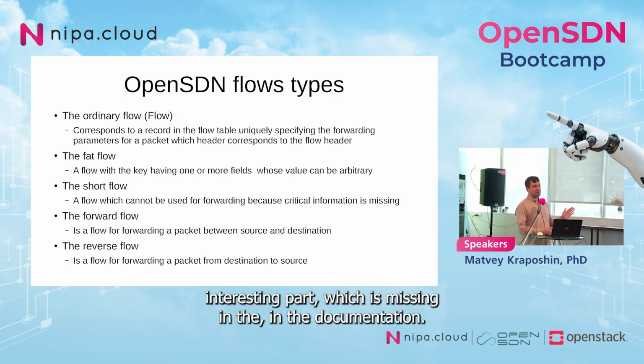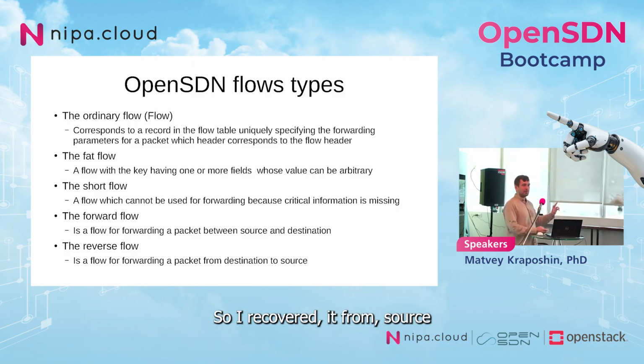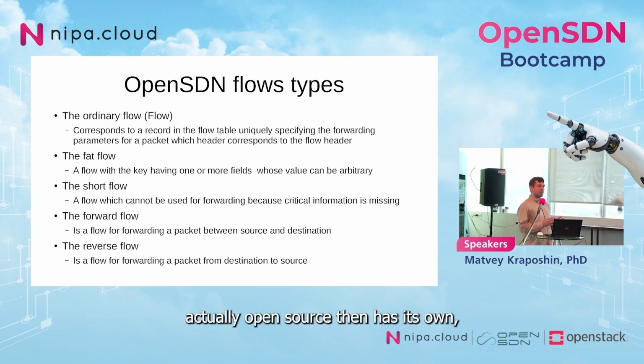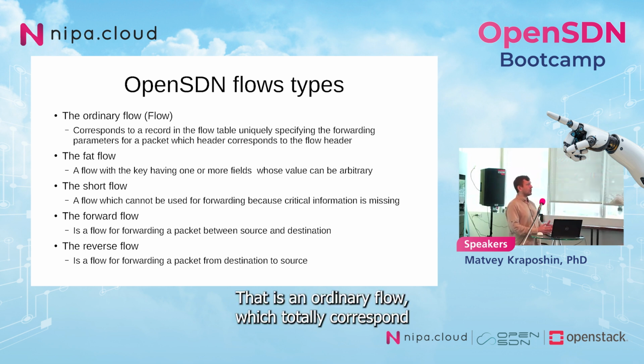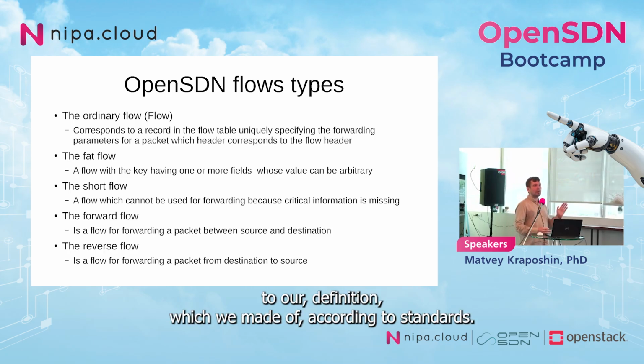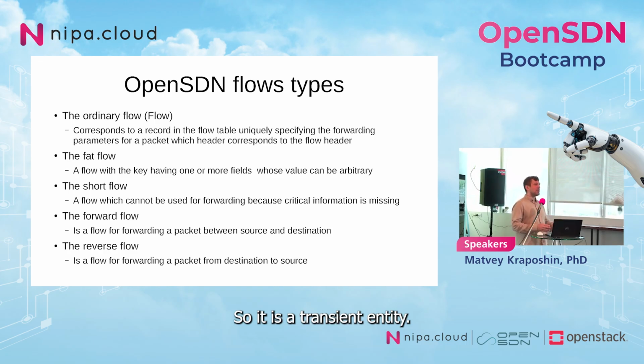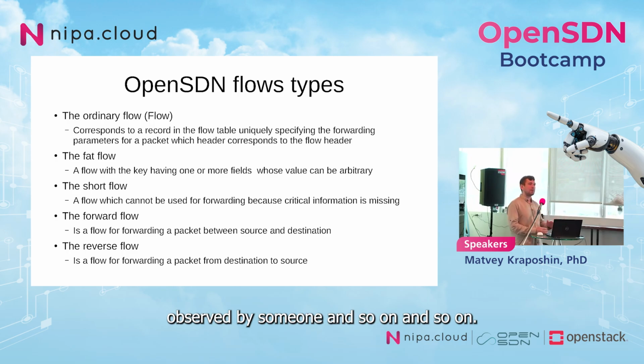And here is the most interesting part, which is missing in their documentation. I recovered it from source code, from pieces of notes from different developers. Actually, OpenSDN has its own classification of flows. There is an ordinary flow, which totally corresponds to our definition, which we made according to standards. So it is a transient entity from source to destination, observed by someone, and so on. This is an ordinary flow.